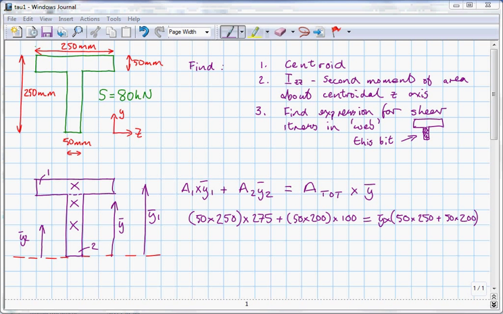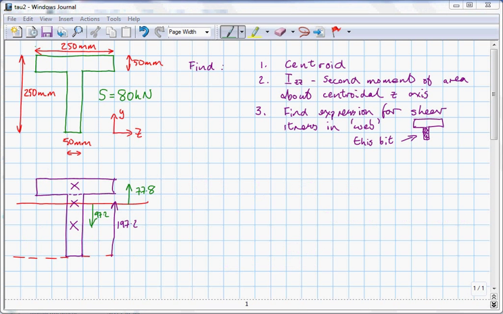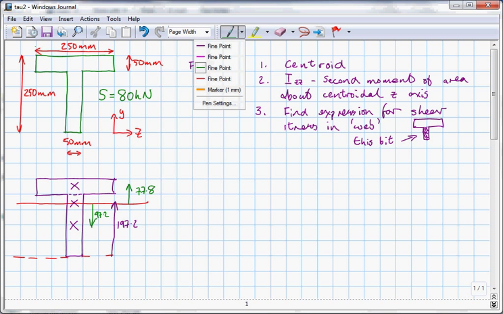And if we multiply all of that out, we find that, according to my calculations, y bar equals 197.2 recurring millimeters. So next up is to find the second moment of area about this red line which goes through the centroid of the section. I'm going to call it ZZ because it's parallel to the Z axis and it goes through the centroid, which we now know is 197.2 millimeters from the bottom.